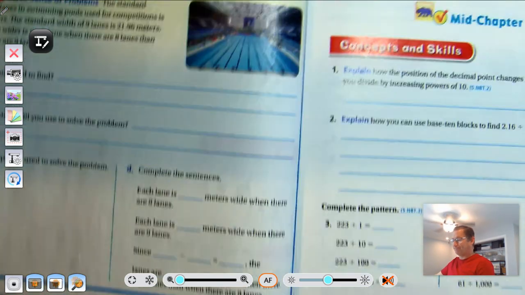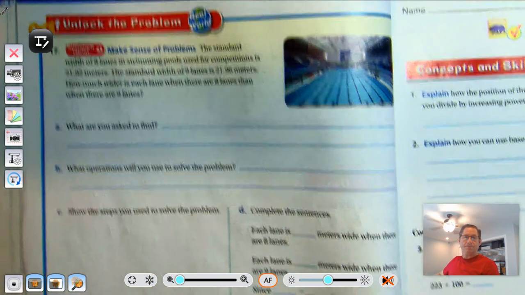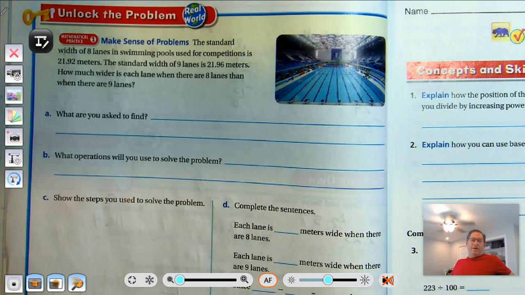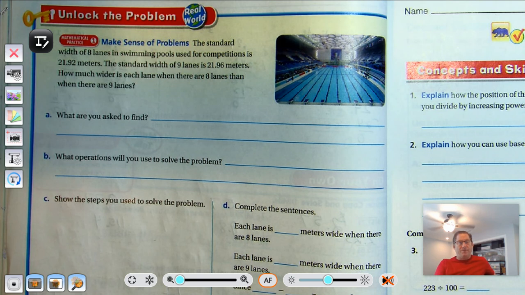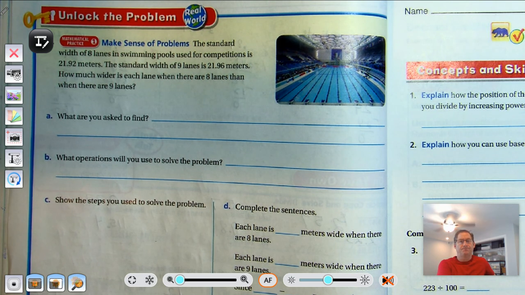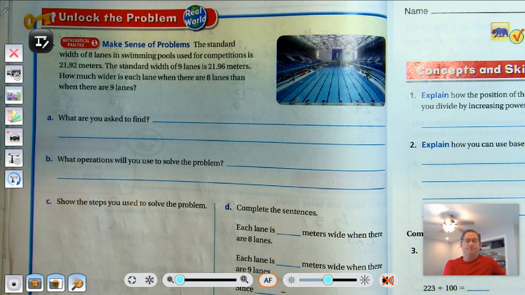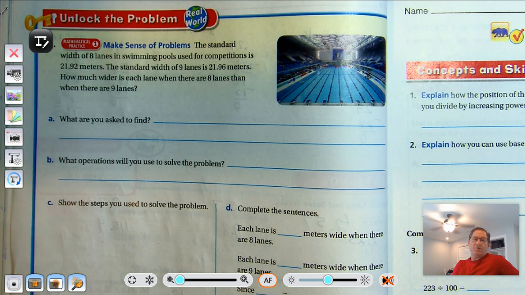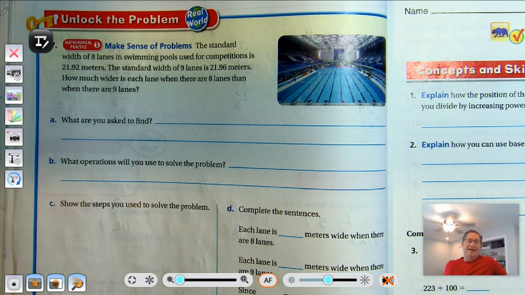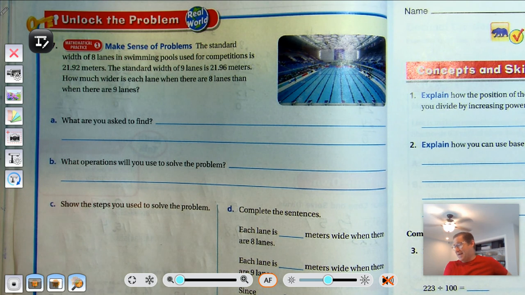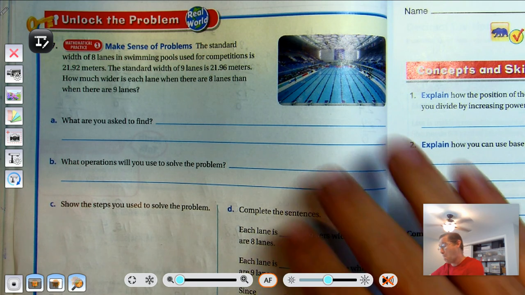17. The standard width of 8 lanes in a swimming pool used for competition is 21 and 92 hundredths meters. The standard width of 9 lanes is 21 and 96 hundredths meters. How much wider is each lane when there are 8 lanes than when there are 9 lanes?